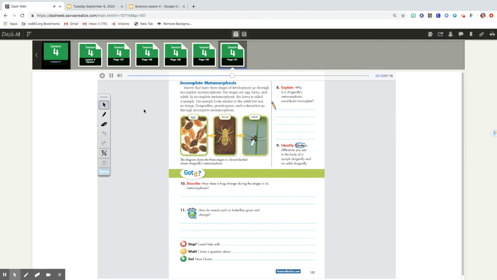8. Explain. Why is a dragonfly's metamorphosis considered incomplete? 9. Identify. Circle a difference you see in the body of a nymph dragonfly and an adult dragonfly. Got it? 10. Describe. How does a frog change during the stages in its metamorphosis? 11. Unlock the big question. How do insects such as butterflies grow and change?